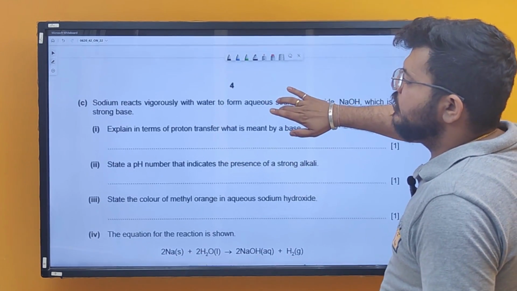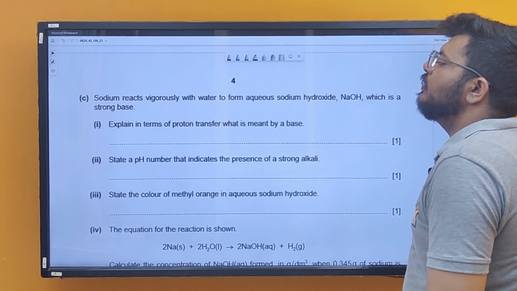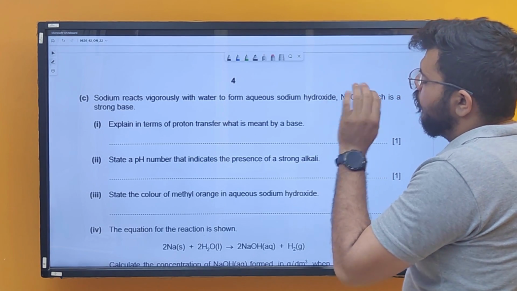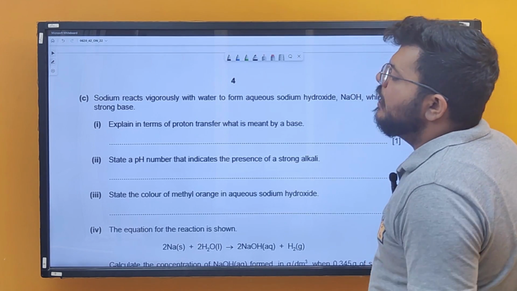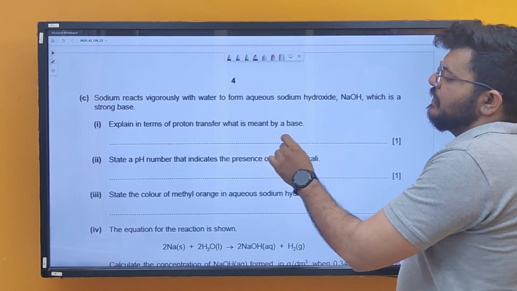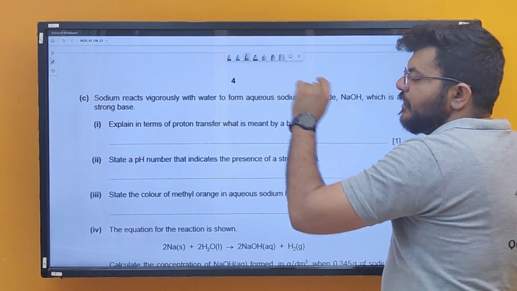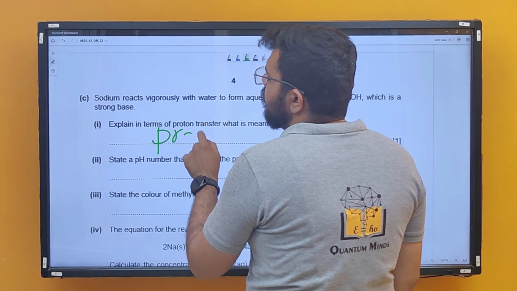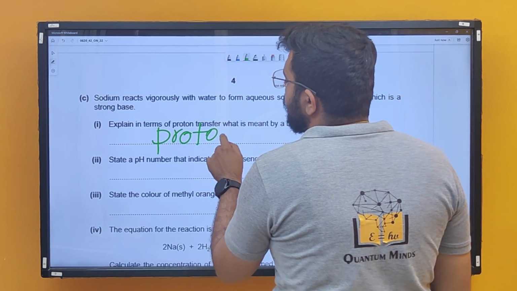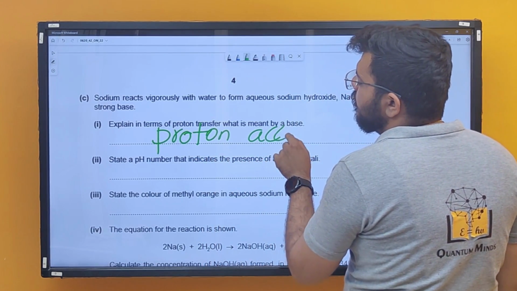Next, we have sodium reacts vigorously with water to form aqueous sodium hydroxide, which is a strong base. Explain in terms of proton transfer what is meant by a base. Base is a proton acceptor. Acid is a proton donor. So I will write proton acceptor.